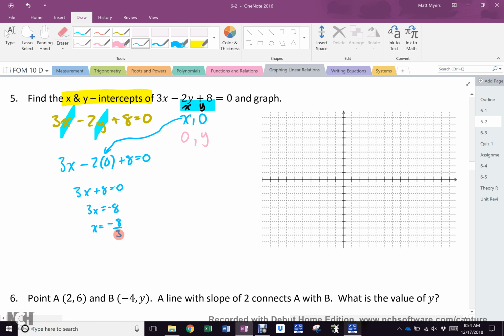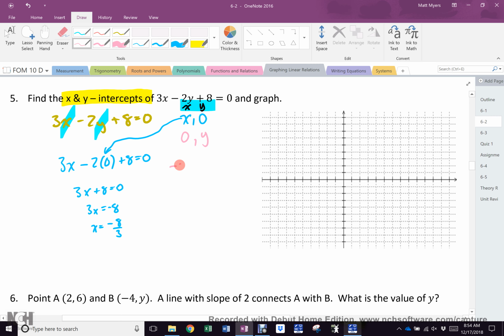Negative 8/3. Should I put that on the graph right now? No, why not, Gio? It's ugly, right? It's a fraction. I don't want to put it on here because 8/3 is hard to find. What am I going to do for this one? If when I'm looking for an x-intercept, I can throw out the y, now I'm looking for a y-intercept. What do I get to throw out?